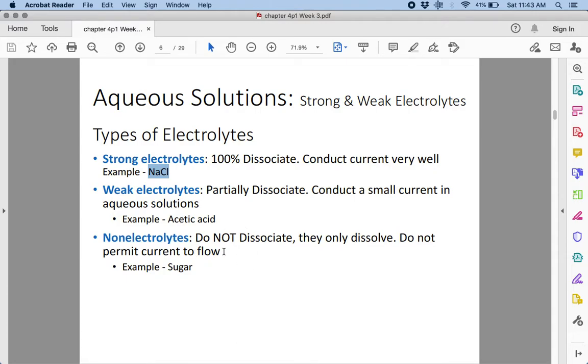And then lastly, a non-electrolyte will be something that does not dissociate in water. They only dissolve, which means there are no ions in water. An example of this would be table sugar.